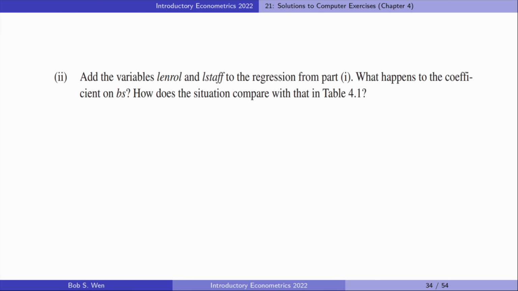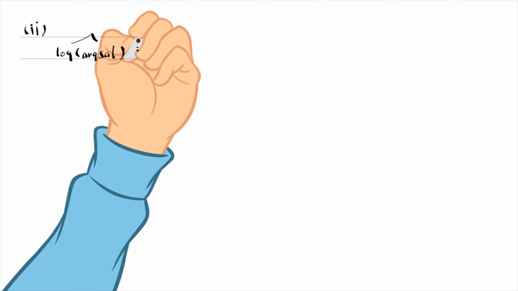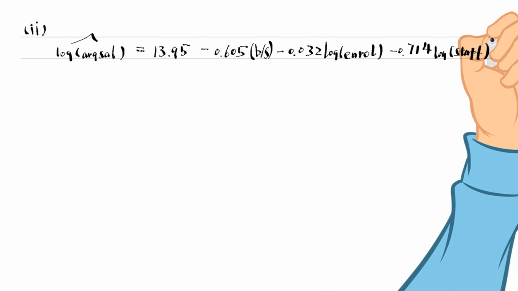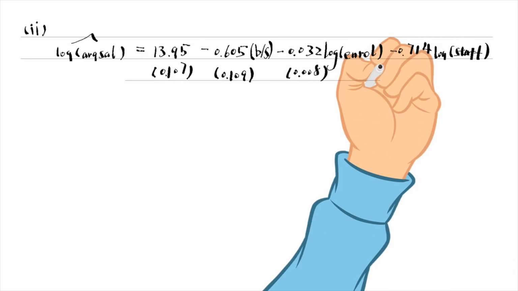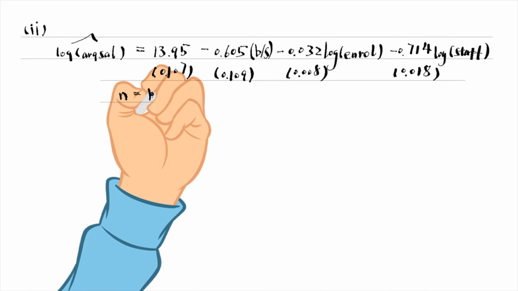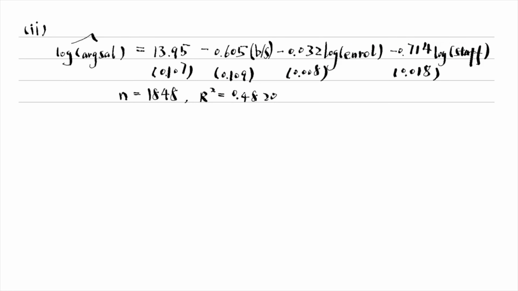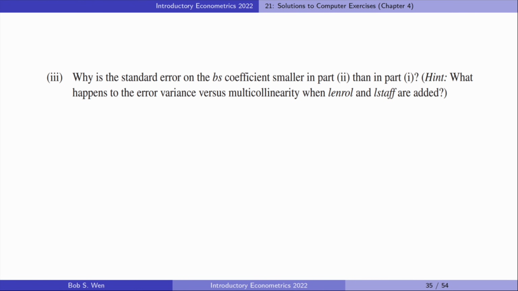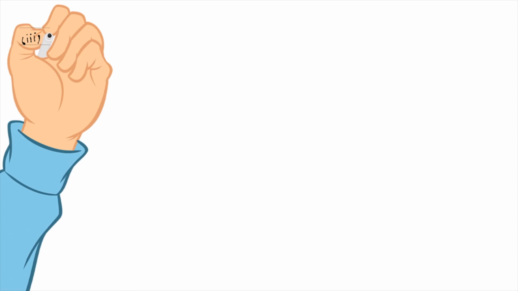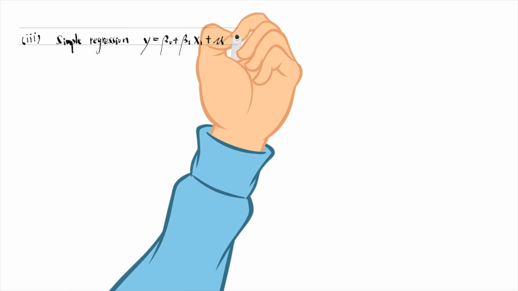After adding controls for school size and staff size, the estimate of the benefits to salary ratio coefficient becomes minus 0.605. It is the same as the estimate in Table 4.1 in the textbook. The estimate is statistically different from minus 1 at the 1% level. For the third part, we review the standard error formula and compare the standard errors of beta 1 hat between the simple regression and the multiple regression.